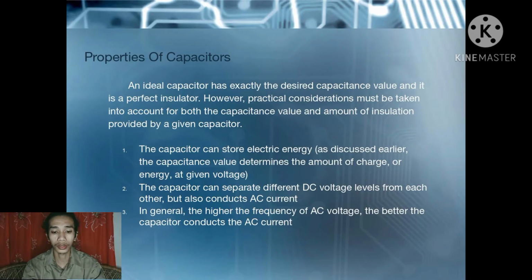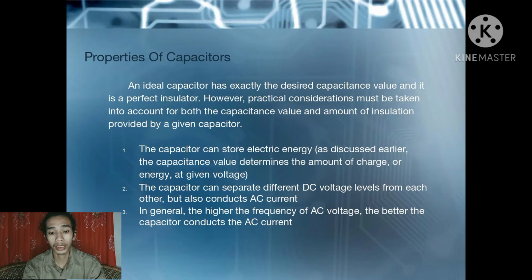Properties of a capacitor. An ideal capacitor has exactly the desired capacitance value, and it is a perfect insulator. However, practical considerations must be taken into account for both the capacitance value and the amount of insulation provided by the given capacitor. The first property is that the capacitor can store electric energy, as already discussed in the introduction.